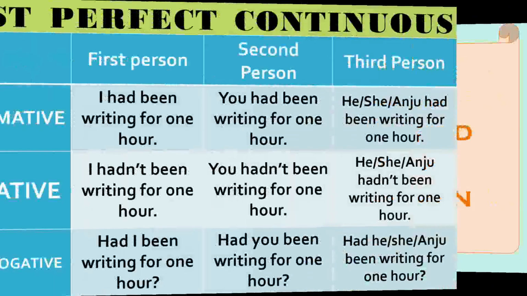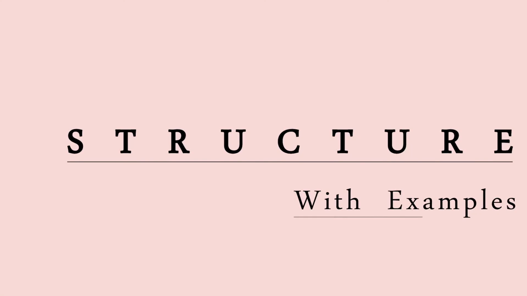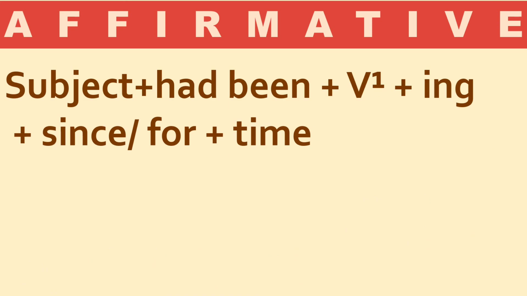Now just see the chart, you will be getting had been as your helping verb, and main verb ing form, right? Any main verb, any root verb, you will be using ing form. And in perfect continuous, you know that we refer to the time also, we express the time also of the action. So for that we use since or for. You know the use, I have given you in detail in my earlier video, in my present tense video. Let's understand this through the structure.